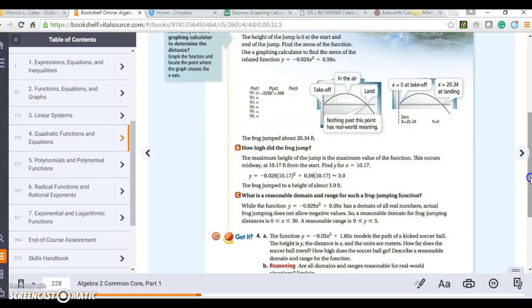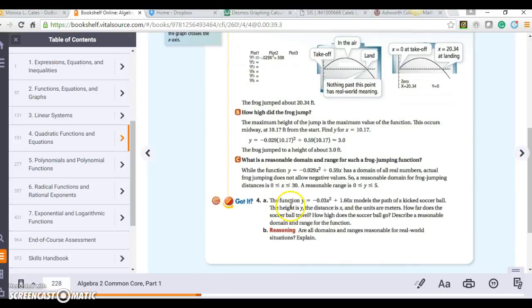All right, so let's look at guided number 4. The function y equals negative 0.03x squared plus 1.60x models the path of a kicked soccer ball. The height is y and the distance is x, and the units are meters. How far does the soccer ball travel? How high does the soccer ball travel? Describe the reasonable domain and range for the function.